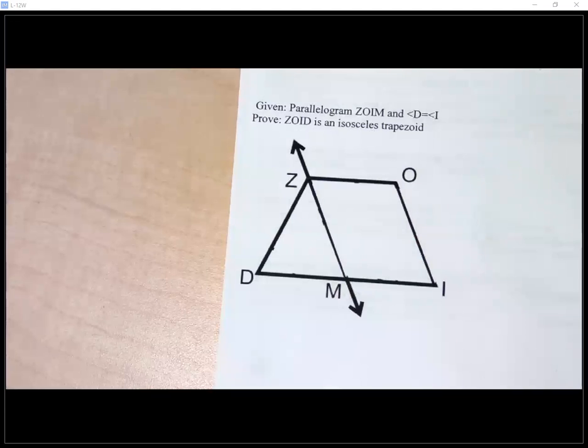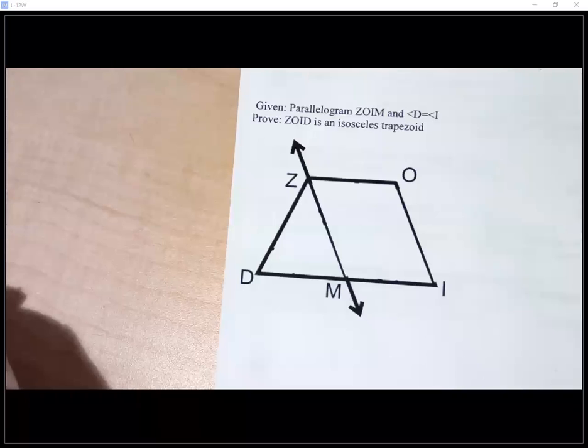So for all of the three choices, I have to show that it's a trapezoid to begin with, because remember, they didn't tell me that ZOID is a trapezoid. So I'm going to have to do that. But luckily, that's not so bad. How do I show a trapezoid is a trapezoid? What does it have to have, Carson?